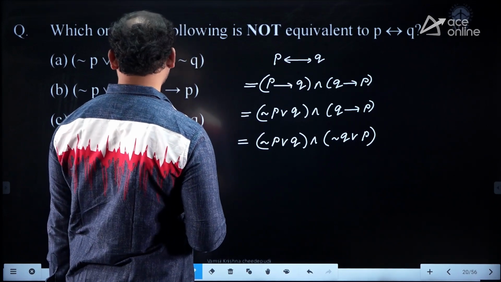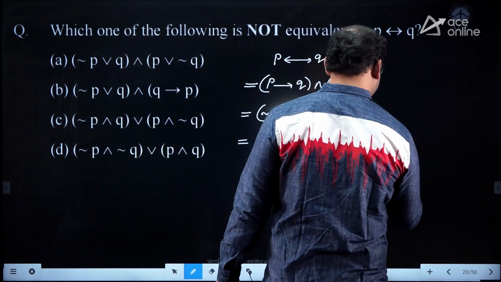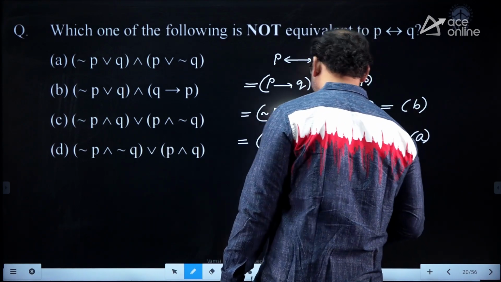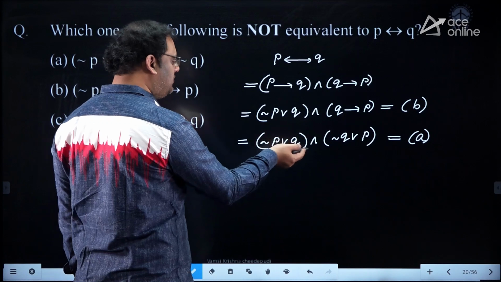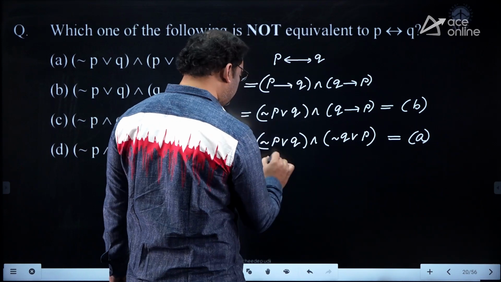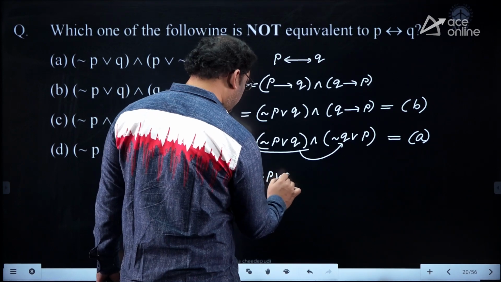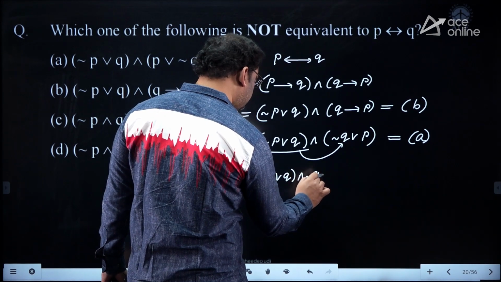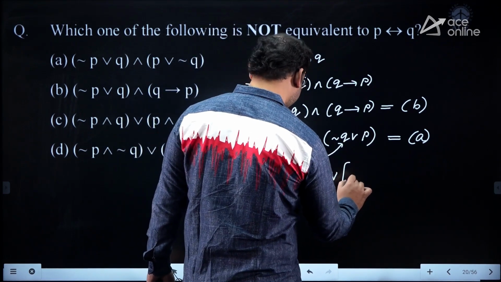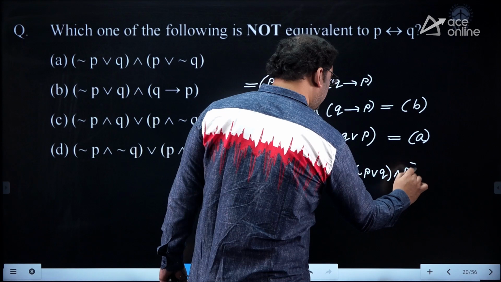So what I can observe is, I can say this step is equivalent to option A and the previous step is equivalent to option B. My dear, if you distribute this, you can also get option D, right? If you distribute this, something like this: negation P or Q and not Q, right? Or negation P or Q and P, like this.